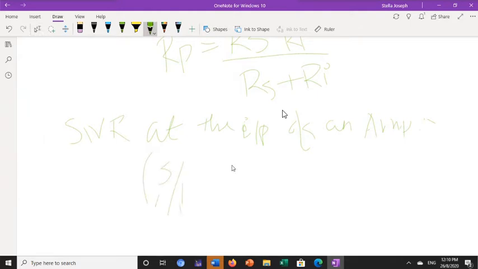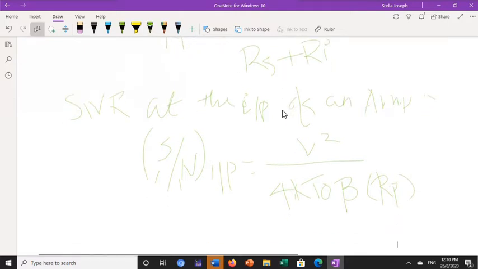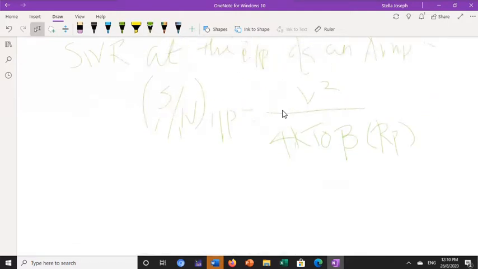S by N input is equal to V squared divided by 4kTb. For T it is room temperature. So I am using T0 into B into only Rp, the parallel resistance Rs and Ri. Now find the noise factor.